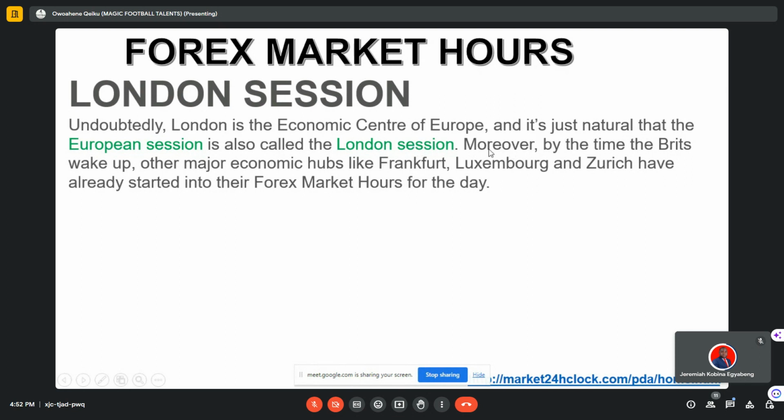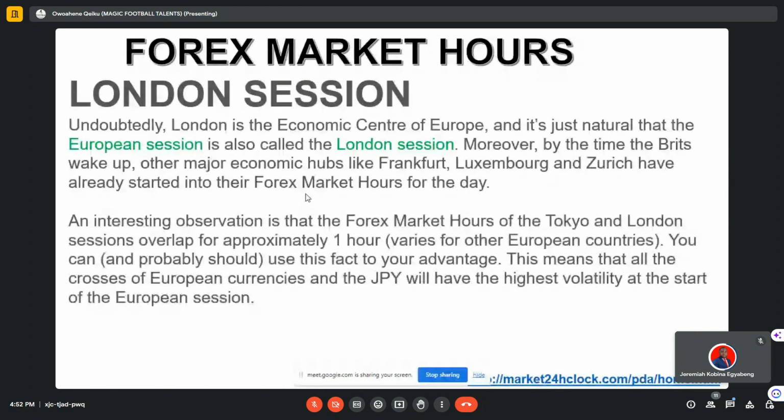By the time London wakes up, other major economic hubs like Frankfurt, Luxembourg, and Zurich have already started their forex market hours for the day. But they are categorizing it as the London session.